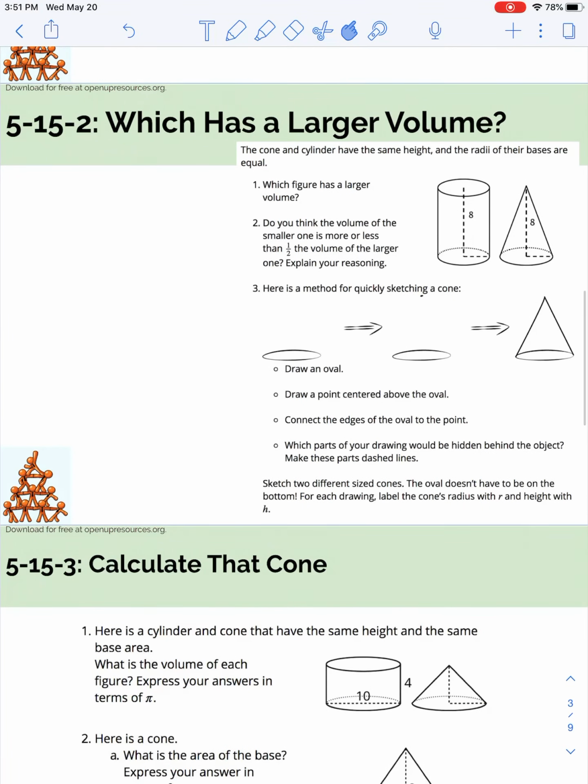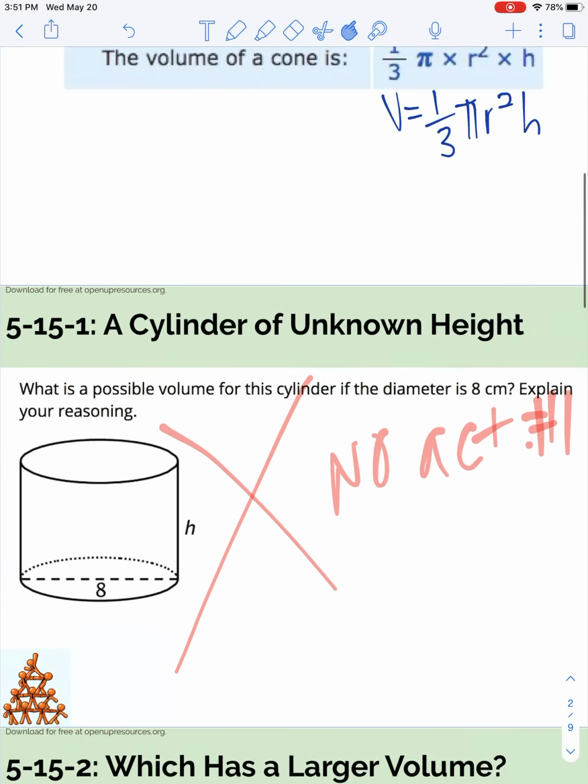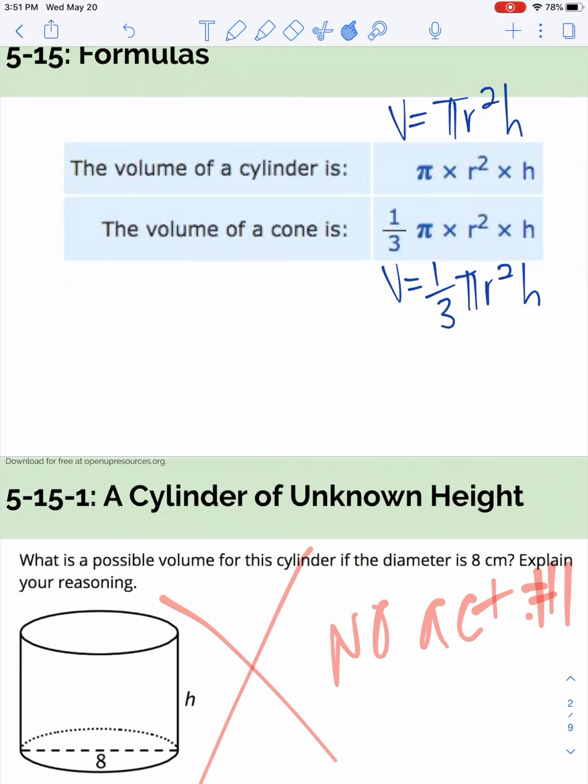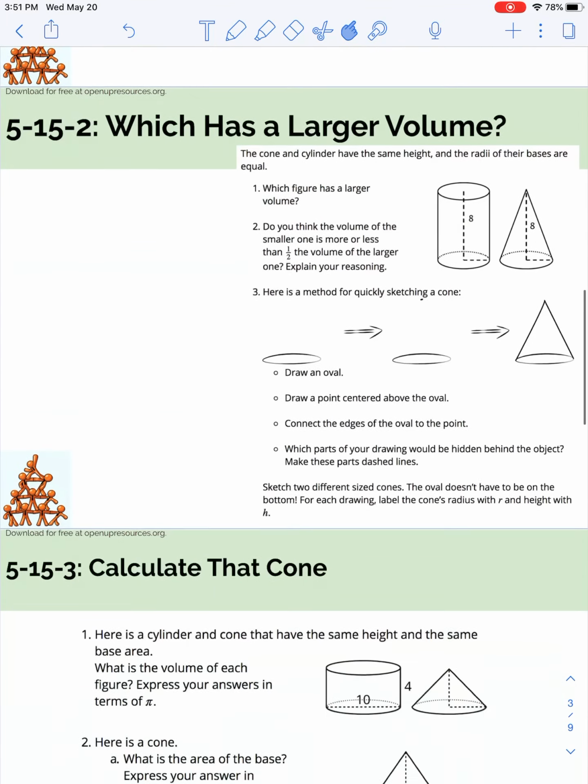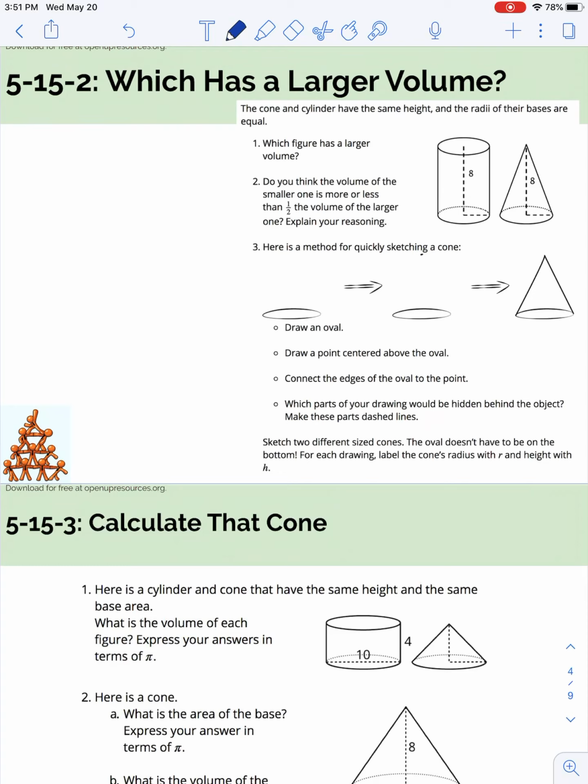In activity 2, they show you a cone and a cylinder with the same height and the same base size. It wants to know which figure has a larger volume. If we had done the experiment, we would have realized that we needed 3 cones to fill 1 cylinder. That's why a cone has 1/3 the volume. So for number 1, you could just say a cylinder because, and then explain what I just said.